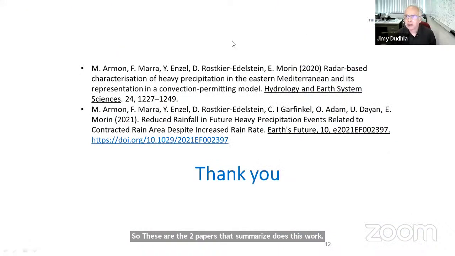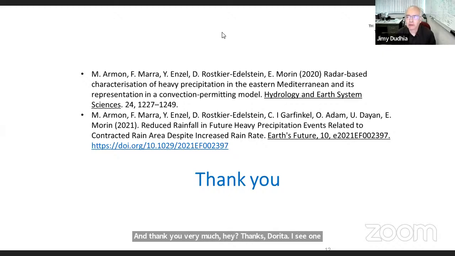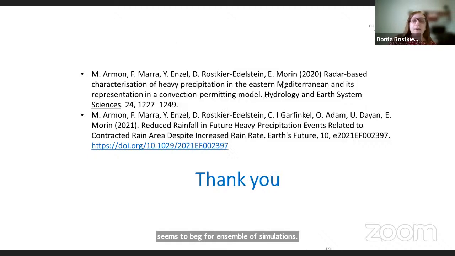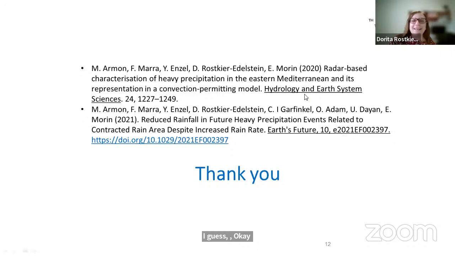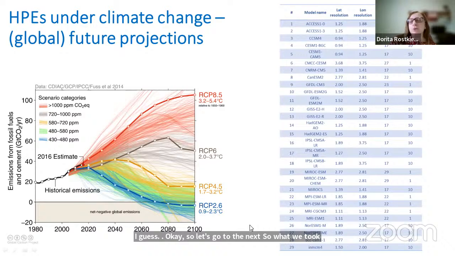Okay, thanks, Dorita. I see one comment in the chat that this is very interesting and seems to beg for an ensemble of simulations. So what we took were mean values of those delta changes between the large scale in future and in past climates. We are taking the changes as the average over all these models. So we are not taking the spread in these simulations, but the signal of the mean changes coming from all these models.